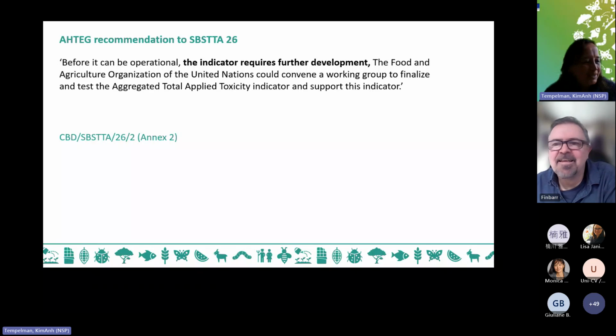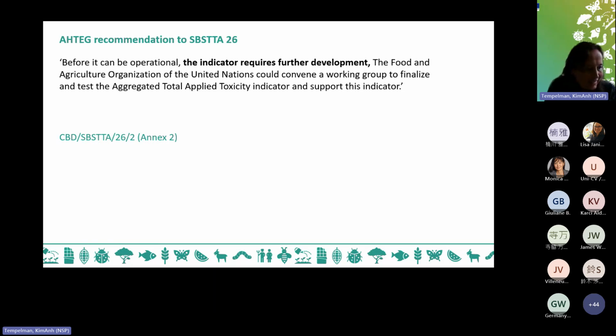Okay. So just two final slides really about process and what you can expect also at Substat 26. So in document CBD/Substat/26/2 and in the Annex 2, there's an ATEC recommendation which refers to before the headline indicator 7.2 can be operational, it requires further development. As mentioned by Finbar, as you saw in his last slide, there's still quite a few things to look into.